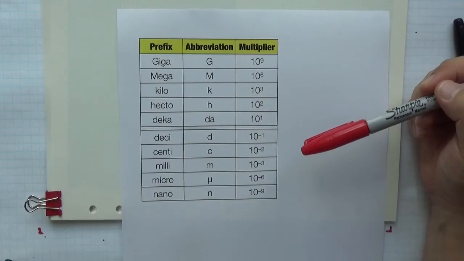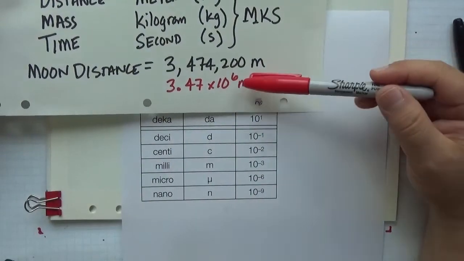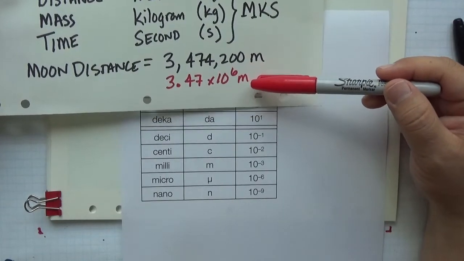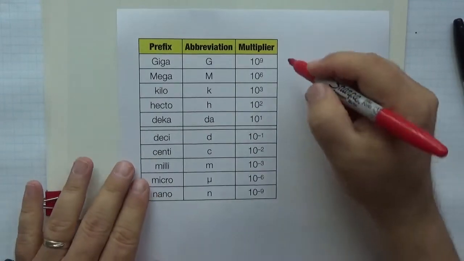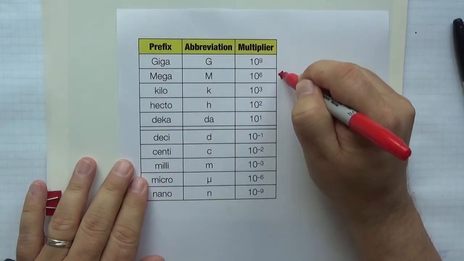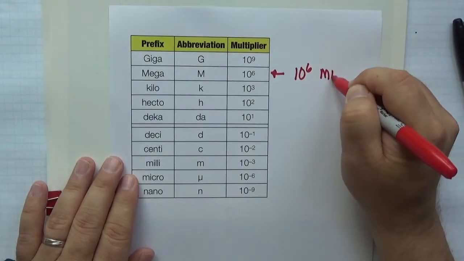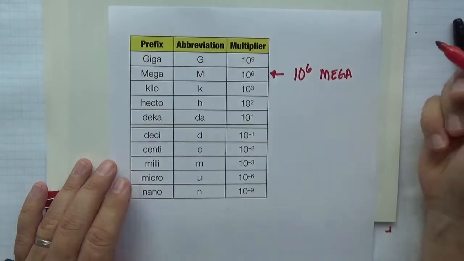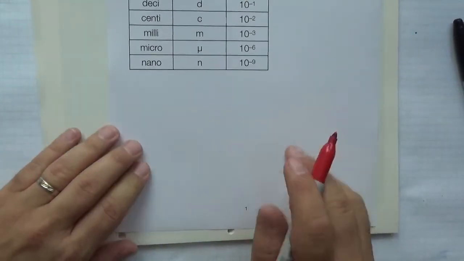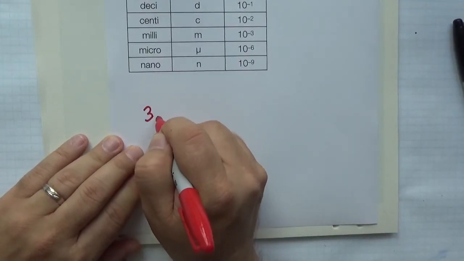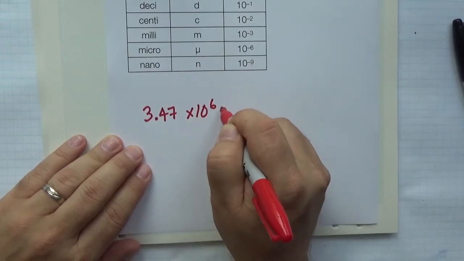So for the moon, we had just said that the distance to the moon is 3.47 times 10 to the 6 meters. Okay, so if I were to look at my table here, what I see is we have a prefix name for 10 to the 6 meters. 10 to the 6 is mega, whatever unit you're talking about. In this case, we're talking about meters. So I could just as easily write 3.47 times 10 to the 6 meters.